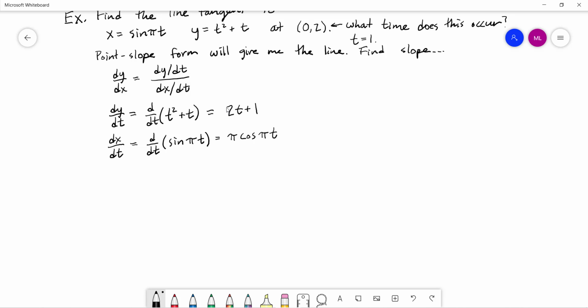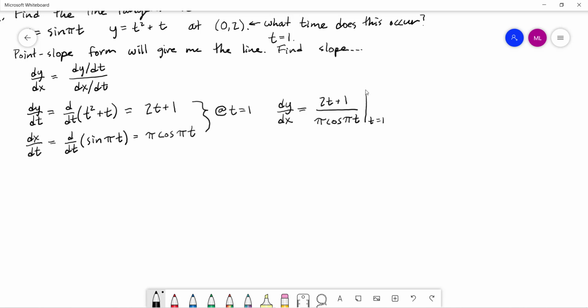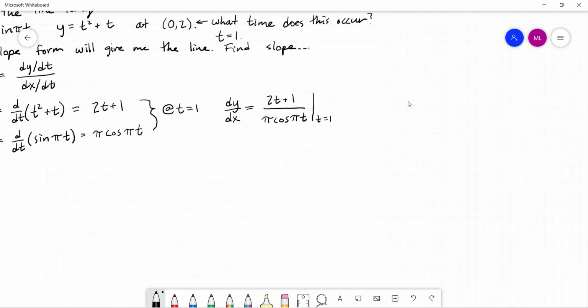And now we just need to know what the value is at t equals 1. So putting these together at t equals 1, we're going to get that dy dx is equal to 2t plus 1 over pi cosine of pi t, and we're just evaluating this at t equals 1, which I'll use that line. Same notation we kind of used for integrals. I'm just evaluating it at a single point, in this case at t equals 1. So this may be new notation to you, but that's all it's meant to indicate, that I'm just going to plug in t equals 1.